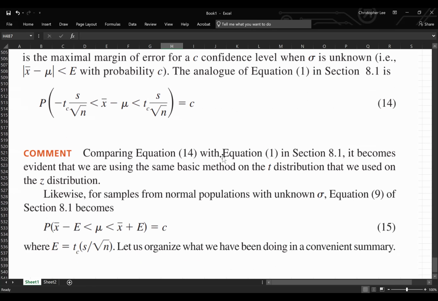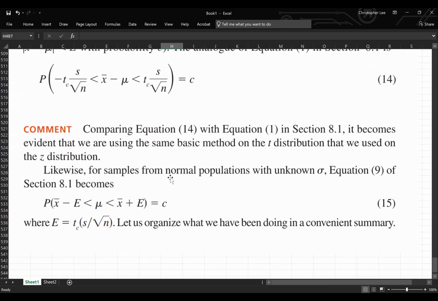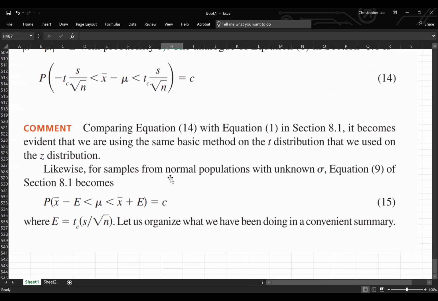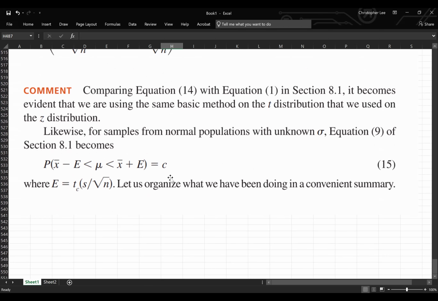Here's a comment comparing equation 14 to equation 1 in the first section. It becomes evident that we are using the same basic method on the T distribution that we use on the Z distribution. Likewise, for samples from normal populations with unknown sigma, we use the same formula, x bar minus E less than mu less than x bar plus E. We want the probability of that to equal our confidence level, where our margin of error E is now T critical times the sample standard deviation over the square root of n.